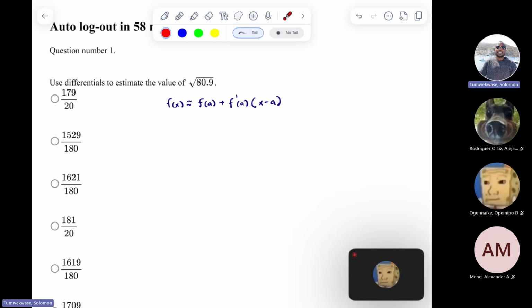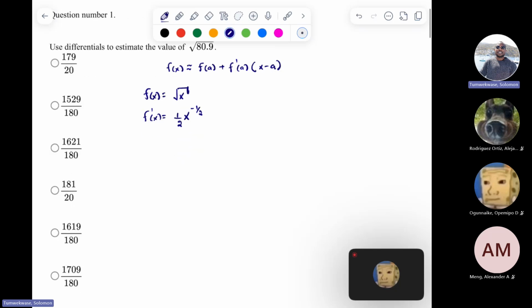From this formula, you realize you need to have a function, you need to take its derivative, and you need to know what a is. Now, if I'm given a value like that, then my function is whatever is given, but instead of a number, it has x. So this is the square root of x, or x to the power half. I need to find the derivative of this function, which is 1 half x to the negative 1 half.